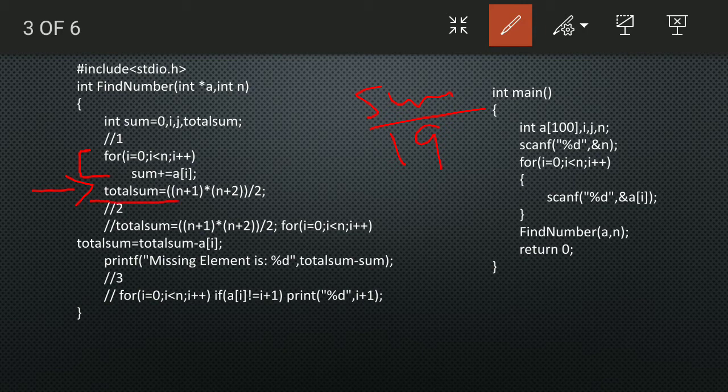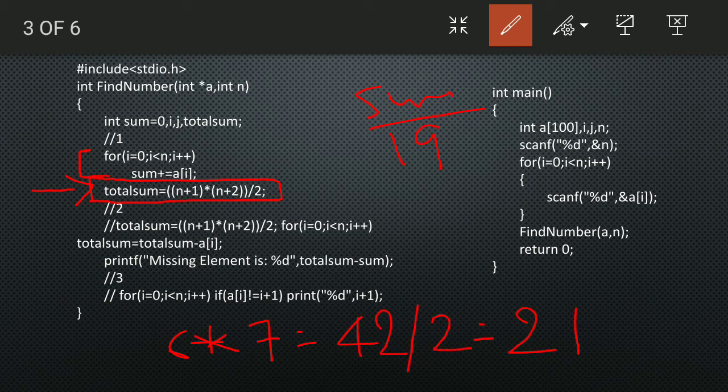So this is the formula. Total sum is equal to n plus 1 multiplied by n plus 2 divided by 2. So in our case, n is 5, 5 plus 1 is 6, 6 multiplied with n plus 2, that is 5 plus 2 is 7. So 6 into 7 is 42 and divided by 2, which is equal to 21. So in our case, the total sum contains the 21 value.